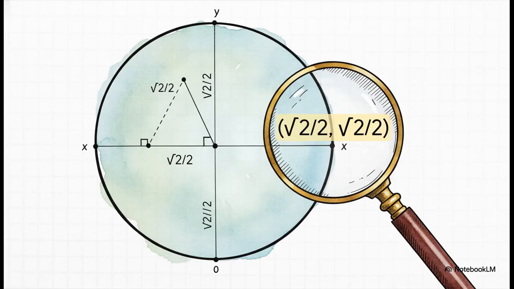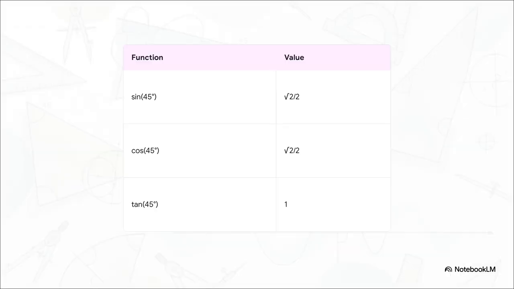Okay, so this is the crucial part. When we lay this new, smaller triangle onto the unit circle, its legs literally give us the x and y coordinates. We did it! We found the exact point for 45 degrees on the unit circle. It's square root of 2 over 2, square root of 2 over 2. And from that single coordinate, we get all our answers.